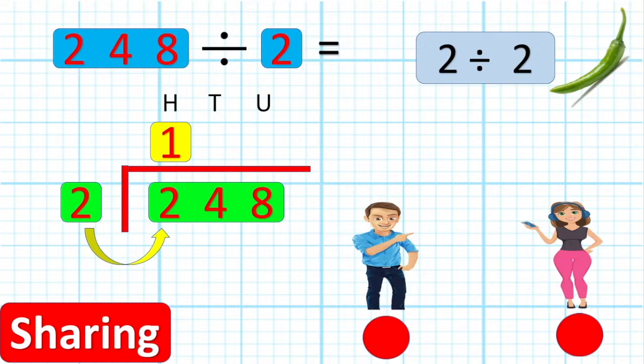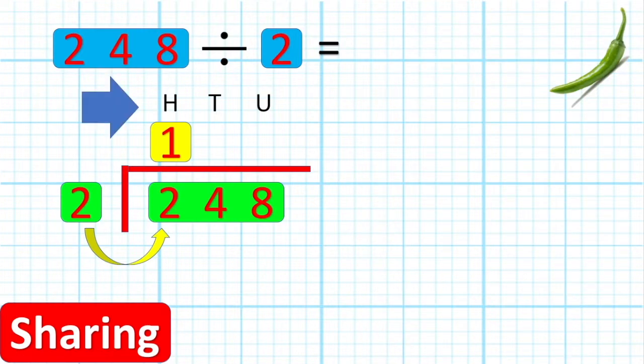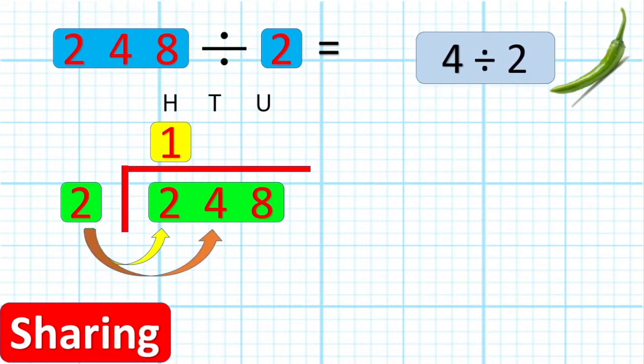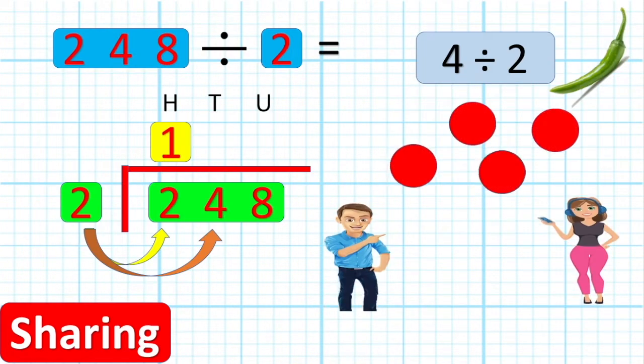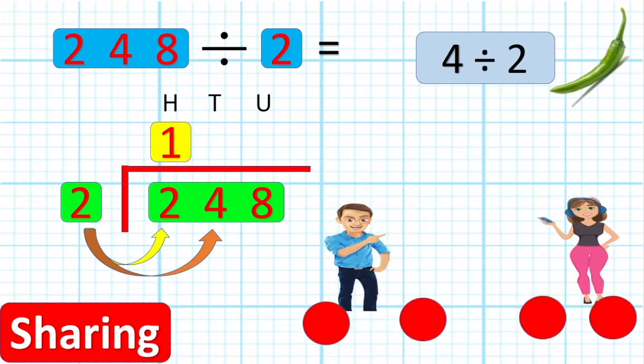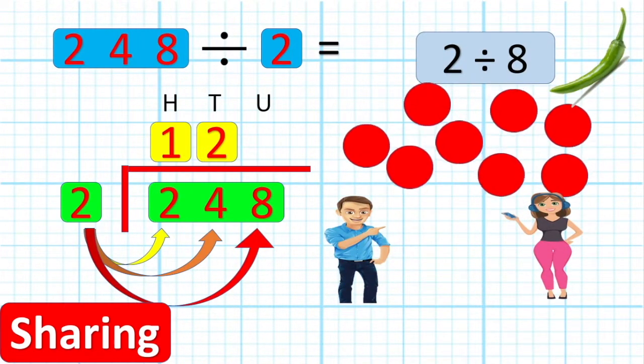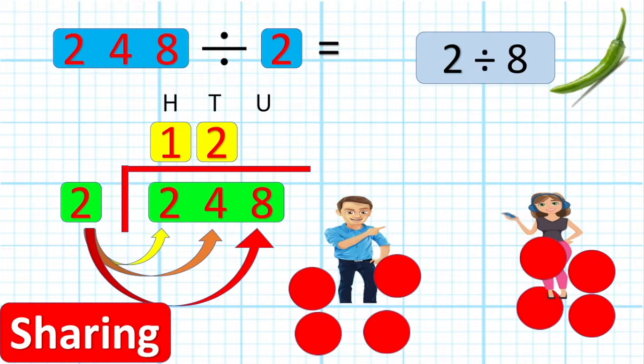There is 1. But the question actually said, how many 2's are there in 200? And the answer is actually 100. So let's just keep that in the back of our minds for our own understanding. Now, the second part, how many 2's are there in 4? Well, if I share 4 between 2 people, I give them 2 each. So my answer for that section is 2. Last bit, how many 2's are there in 8? Well, the answer is 4, giving me a grand total of 124.